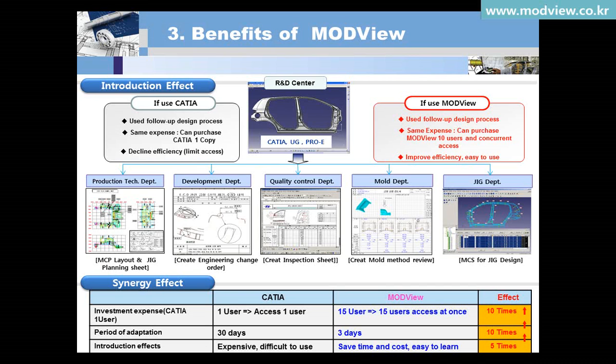Basic training of UGNX and CATIA consumes about 160 hours of basic education, 20 days at 8 hours. However, MODView is a product with a high utility rate, and it can be applied to business immediately when you finish basic education of just 2 hours. So, it is most used currently.